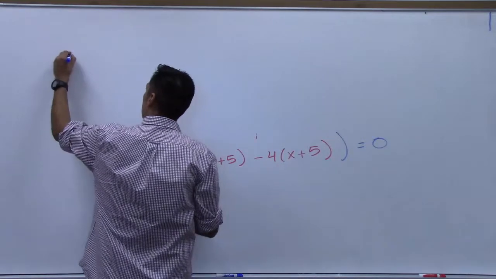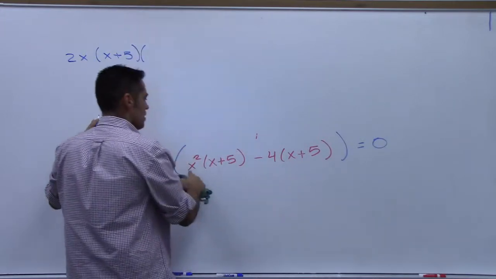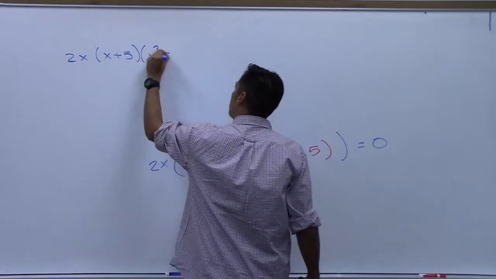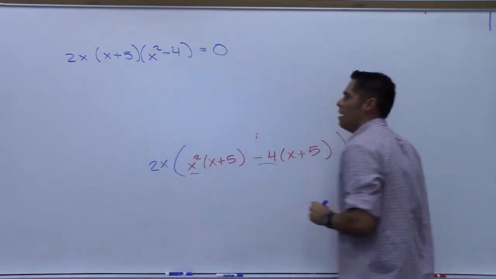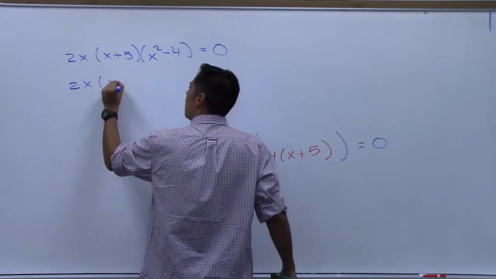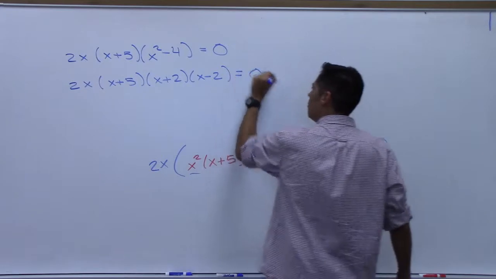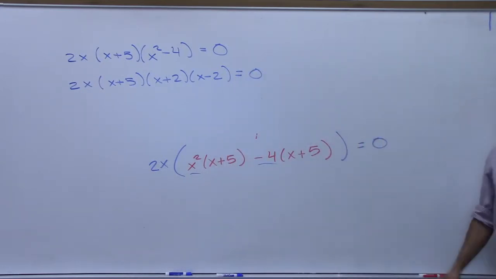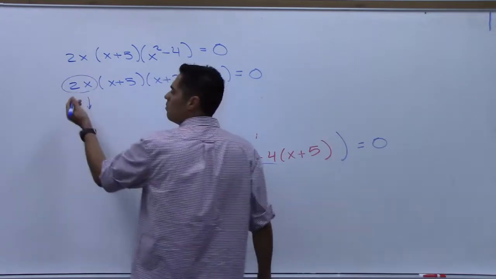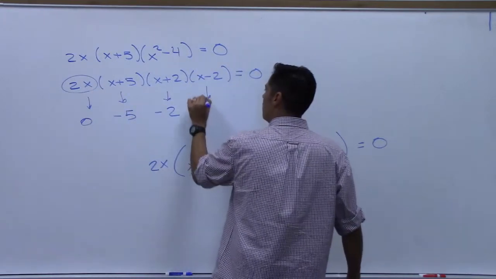So this is going to become 2x, and then x plus 5 in parentheses, and then another x squared minus 4. So x squared minus 4 equals 0, and we can do difference of squares. So 2x, x plus 5, x plus 2, x minus 2 equals 0. And how many x-intercepts are we going to have here? 4, right? You can set the whole thing equal to 0. You get 0. Here you get negative 5. Here negative 2. Here positive 2.